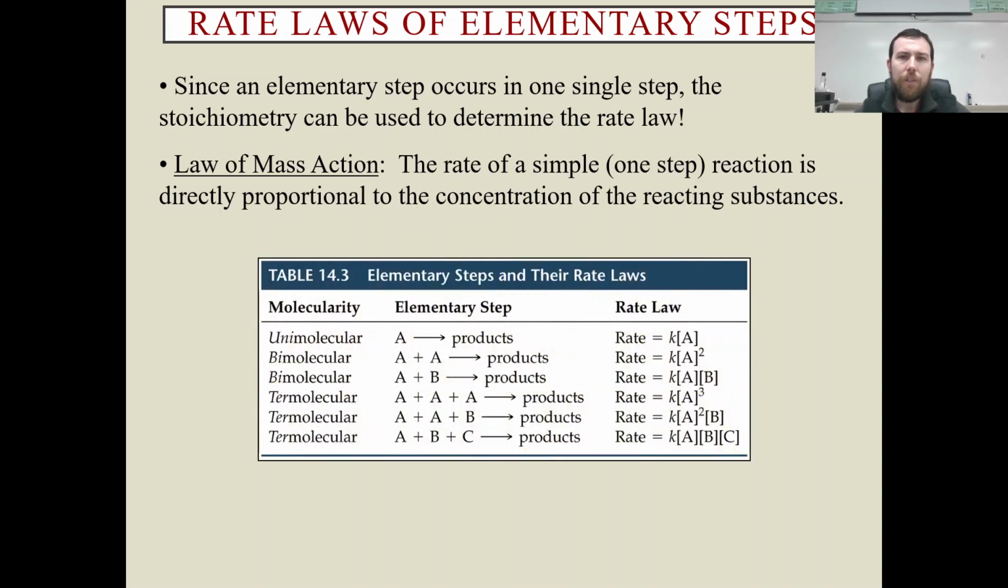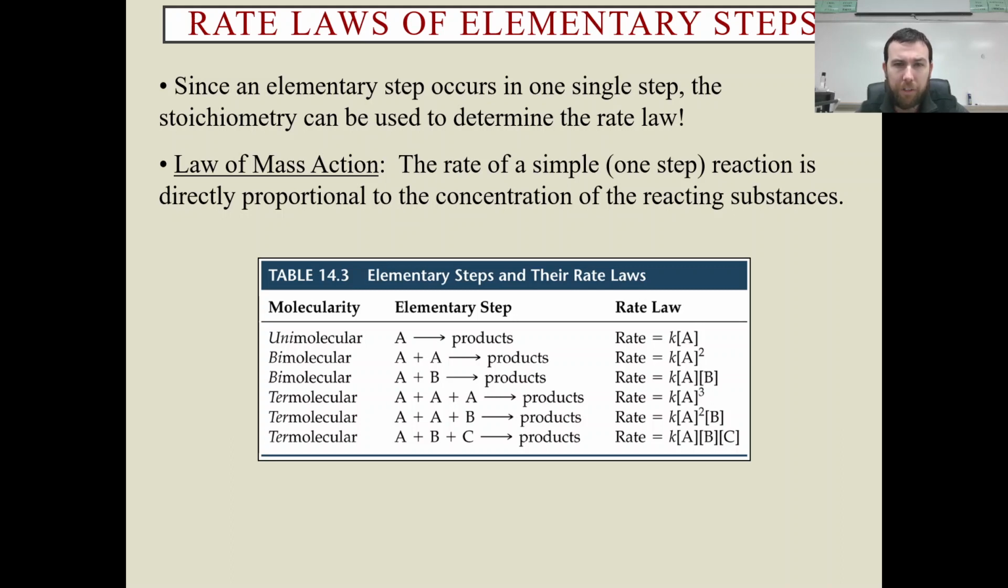Now, when we start to look at this, we can look at elementary steps and identify what their rate laws would be. Because these are all elementary steps, we can simply look at the stoichiometry and the coefficients of our substances to determine our rate law. So for that first unimolecular process, you just have the reactant A, so rate is going to equal k times A.